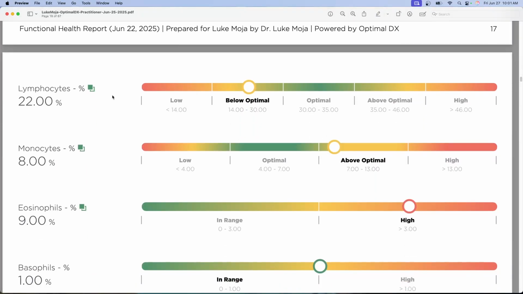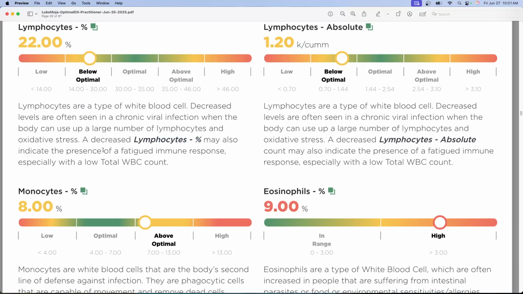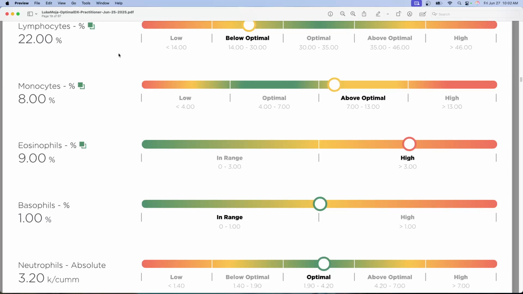Lymphocytes, which we talked about a little bit. In an acute viral situation, they're probably going to go up. But in a later stage of an infection, they'll come down, or in some kind of acute bacterial infection when it shifts more toward neutrophils. You can see those are below optimal. You can see what it says about that: decreased may indicate presence of a fatigued immune response, often seen in a chronic viral infection when the body's used up a lot of lymphocytes. So again, another indicator that it could have some kind of chronic viral reactivation going on.